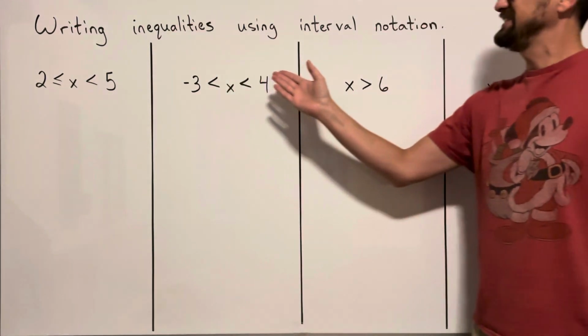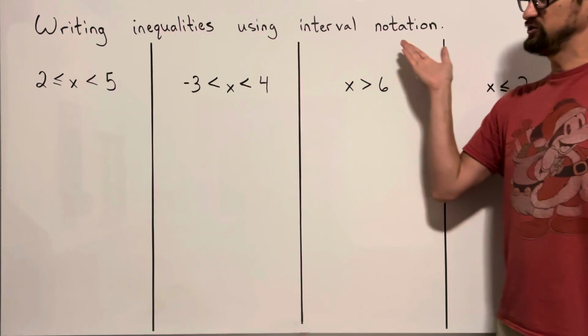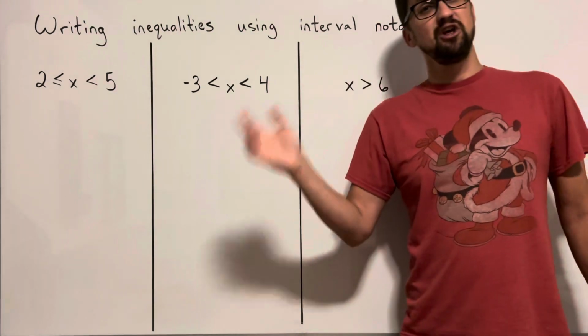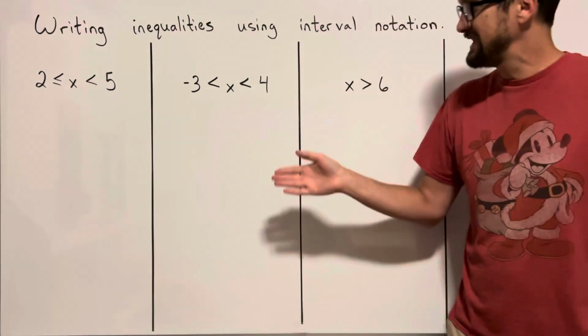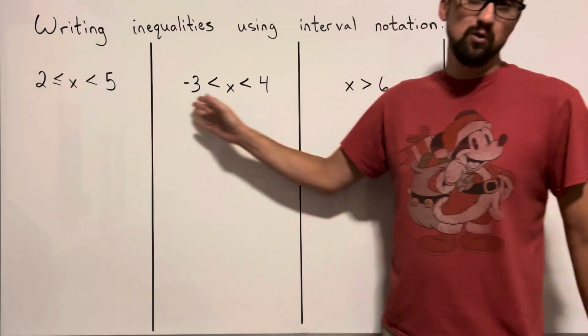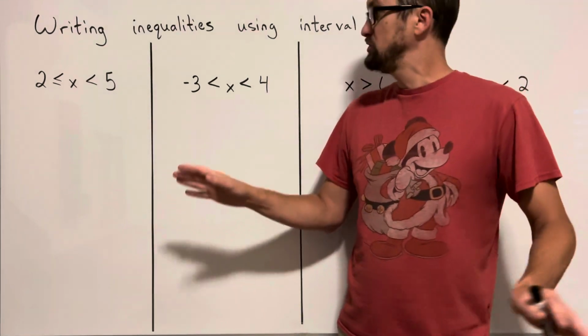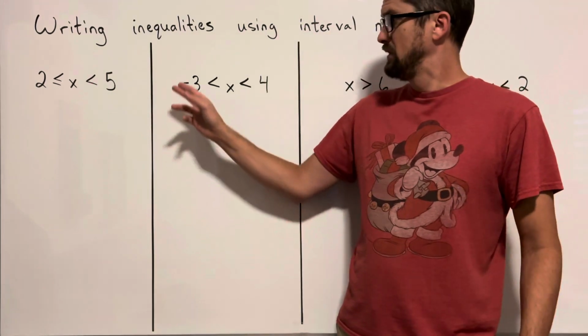Writing inequalities using interval notation. Interval notation is just another way of writing the same thing. We have 4 inequalities here. We're going to rewrite each of them using this interval notation.